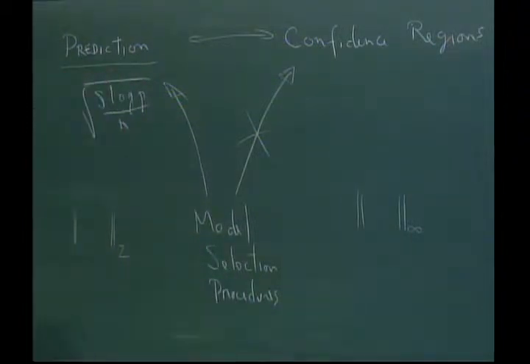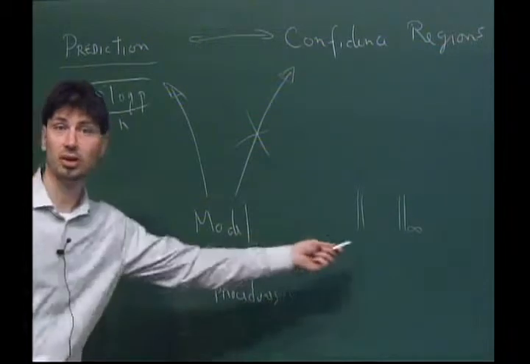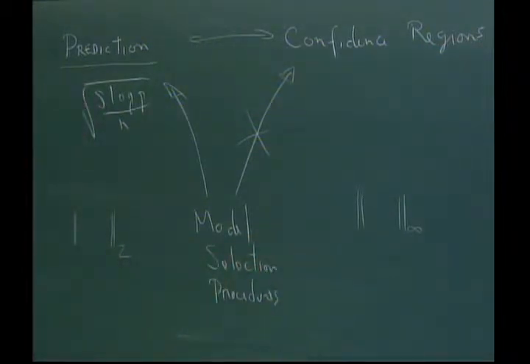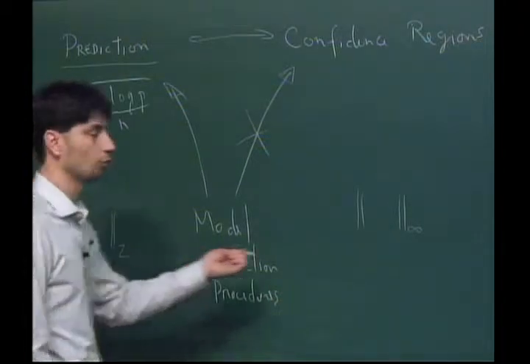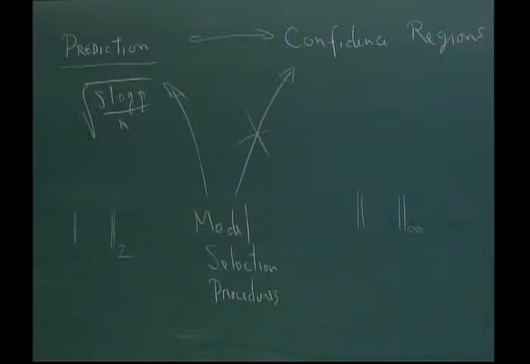In the classic case that p is fixed, these norms are equivalent. You can get away with it. But in the case that you allow the dimension to grow, there are fundamental differences between these two norms. And that's why, essentially, the same procedure should not work for both simultaneously.